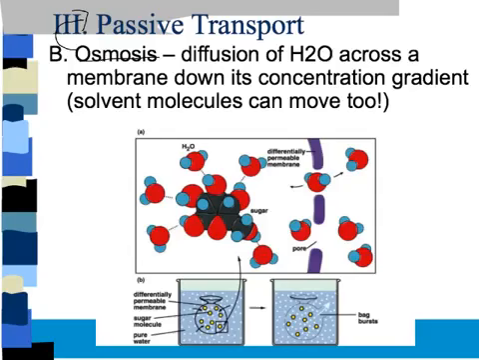So if we look at the definition of osmosis, it's the diffusion of water across a membrane down its concentration gradient. So this is almost identical to diffusion. It's the same exact definition, but now it's the diffusion of water. So we're basically going to get water to move from a high concentration of water to a low concentration of water.